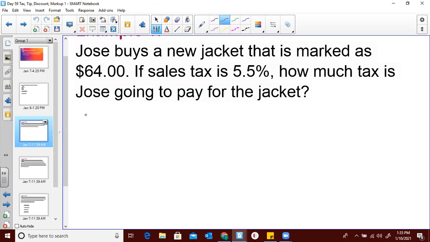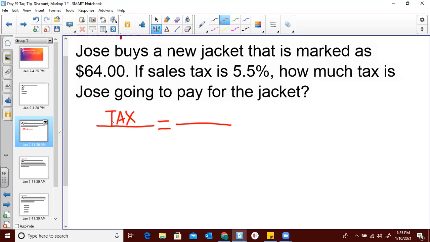So 9 times out of 10, when we have these types of consumer math problems, our tax, tip, discount, markups, what we're going to be looking for, when you write out your two proportions, is this guy. Like I said, 9 times out of 10, when we set these up, we're going to have either our tax, our tip, discount, or markup in our first numerator.